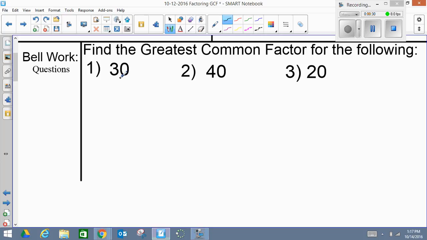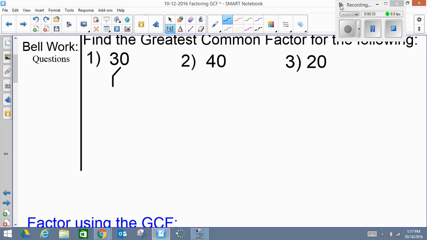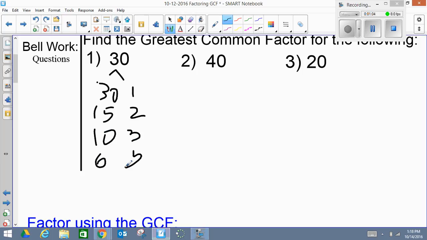Now breaking up meaning two numbers that you multiply and you get 30. So my first one would be 30 and 1, could be 15 and 2, 10 and 3, what else? 6 times 5, 30, right?